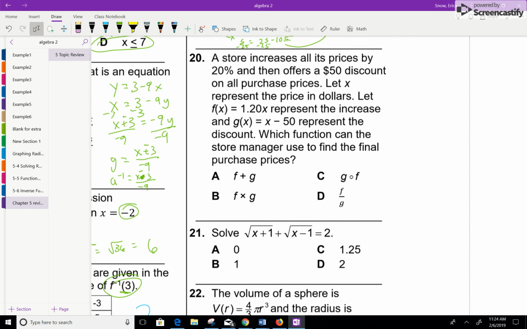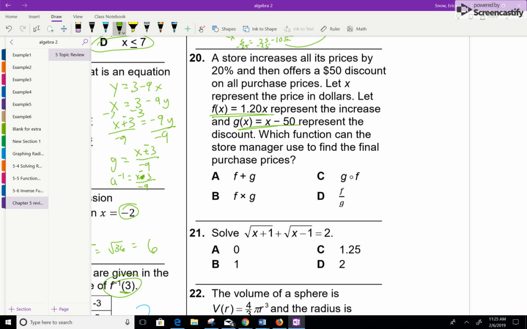20. A store increases all of its prices by 20%, then offers a $50 discount on all the prices. Let x represent the price in dollars. And so this f of x equals the increase, and g of x represents the discount. Which function can the store manager use to find the final purchase price?